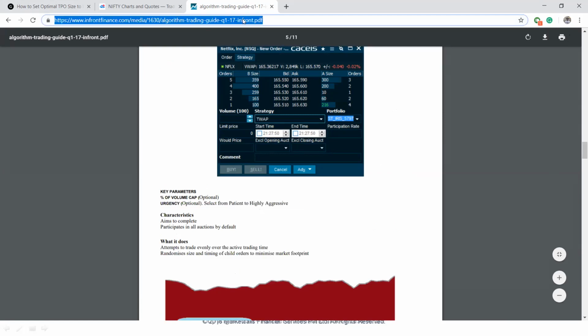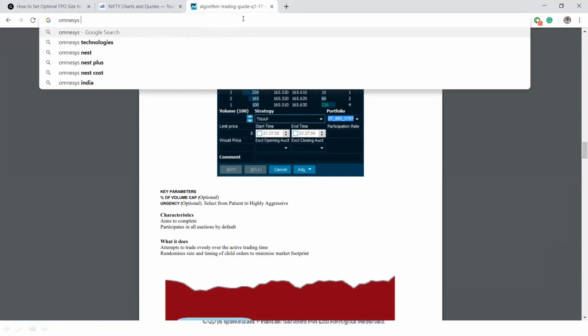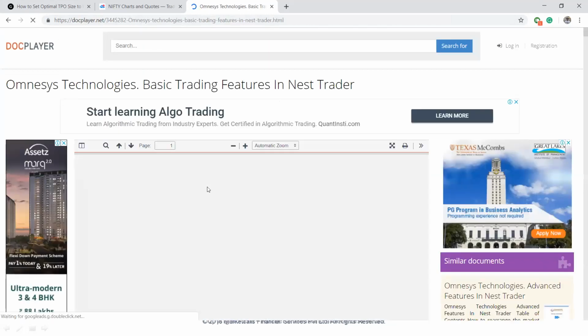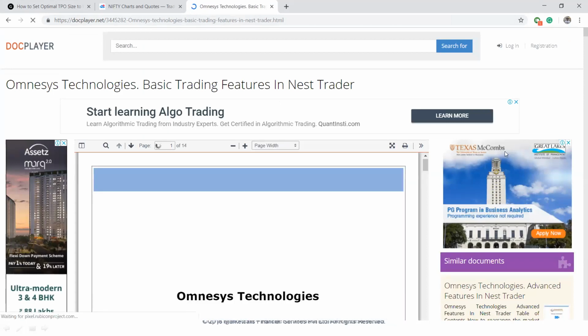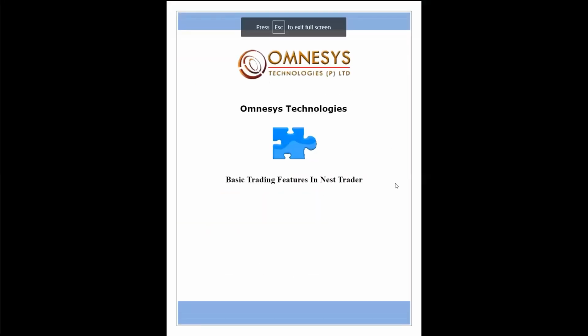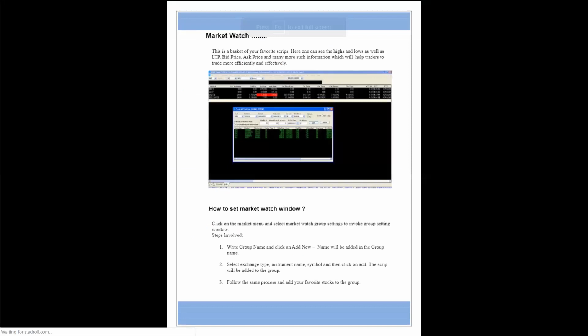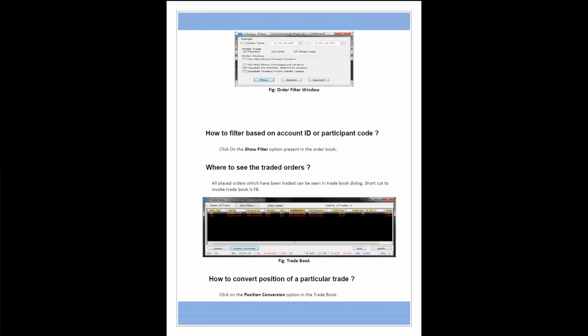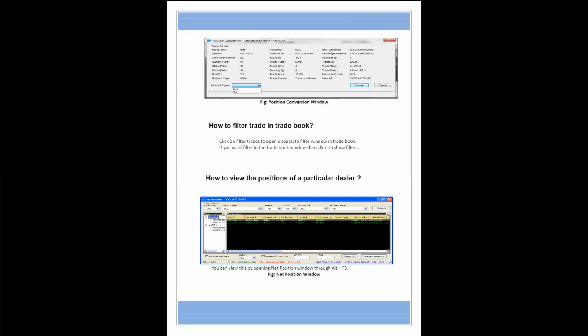I think maybe Omnisys might have an iceberg order, right? Sometime back they had one. Yeah, here, maybe this. Here you can find some interesting tools, the documents from Omnisys. So you have an idea about how the iceberg order, the VWAP order or the TWAP orders are getting filled.